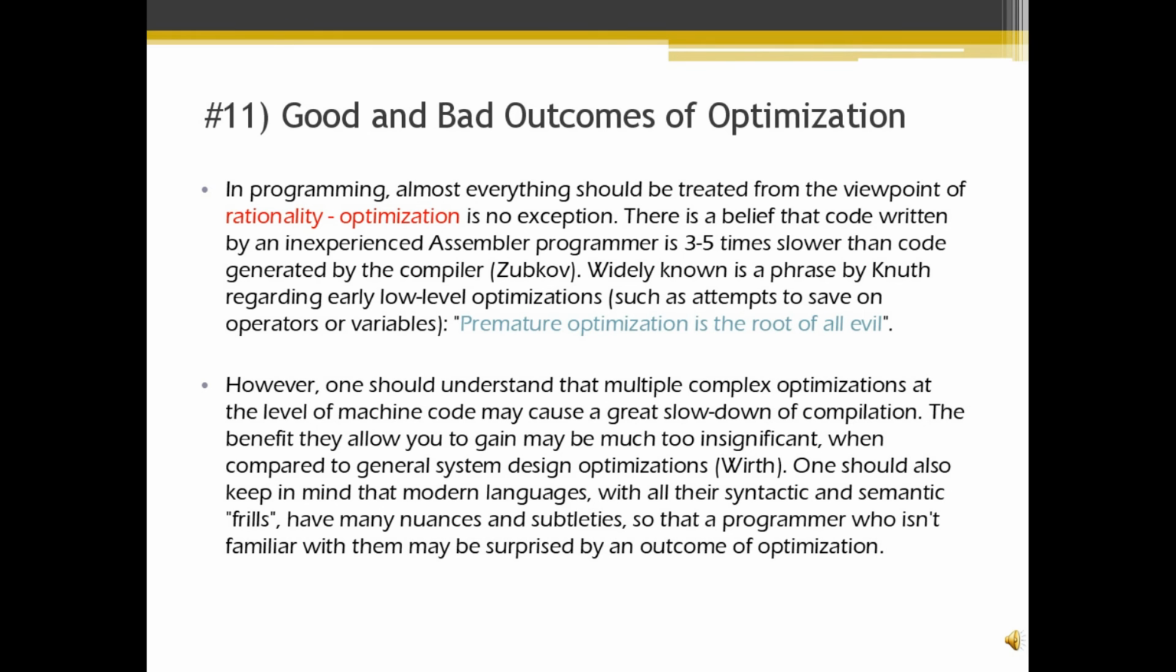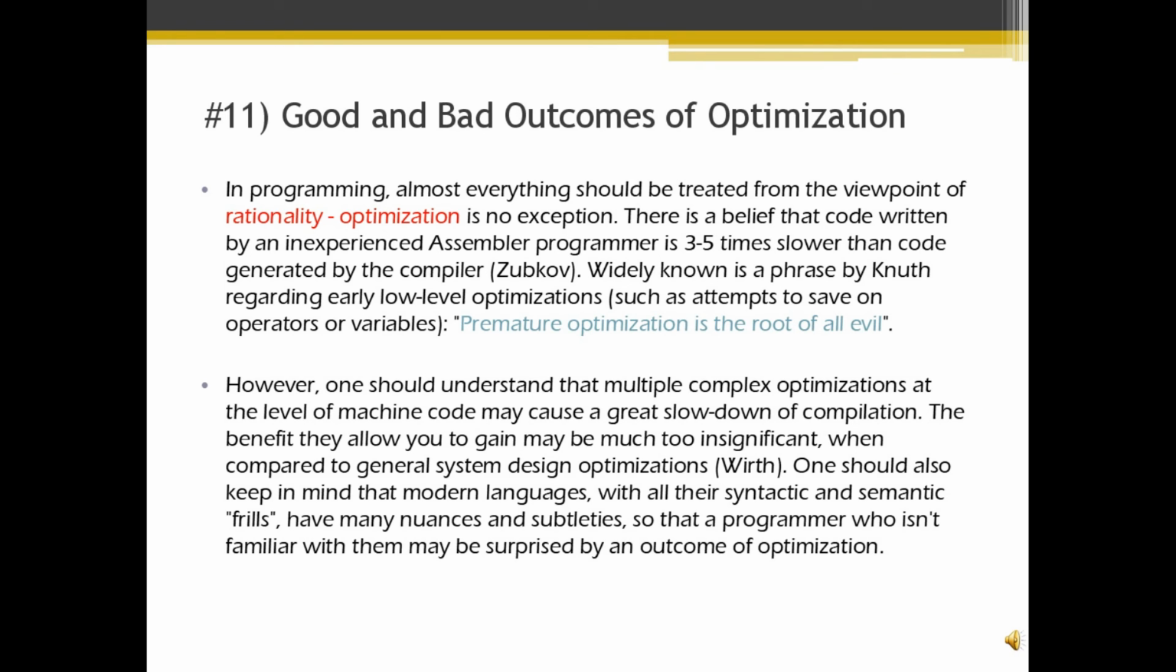Good and bad outcomes of optimization. In programming, almost everything should be treated from the viewpoint of rationality. Optimization is no exception. There is a belief that code written by an inexperienced assembler programmer is 3-5 times slower than code generated by the compiler.